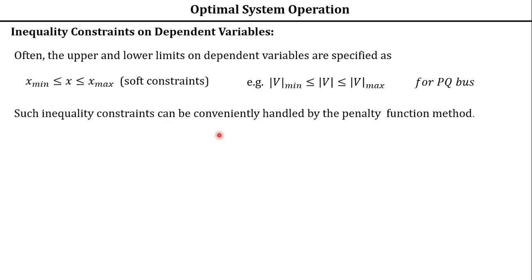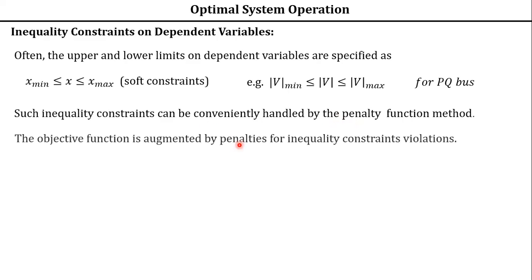Clear? So therefore, let us see this, that is the penalty function method. Now the objective function is augmented by these penalties. So what is your objective function? Minimize the total generating cost, isn't it? That is your objective function. So minimization of your total generating cost or total production cost. Production means here what you are producing? Generation. Clear? So this objective function is the cost function.